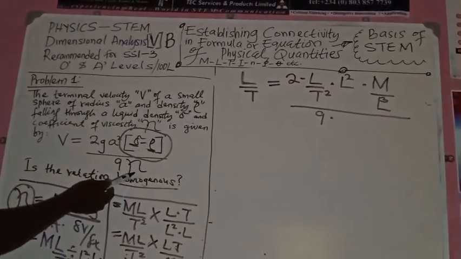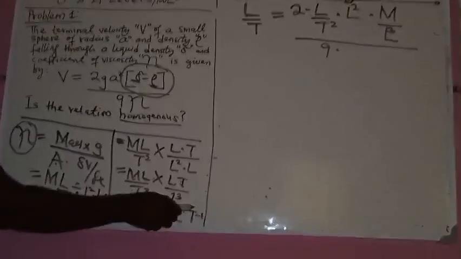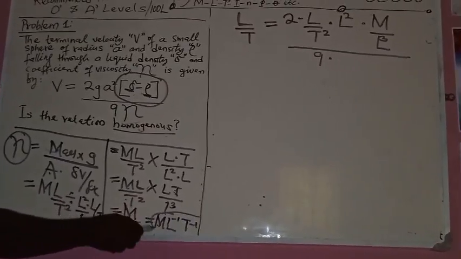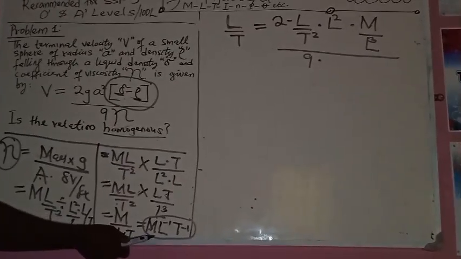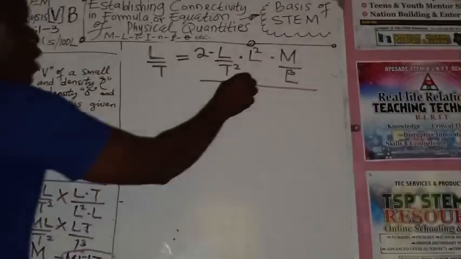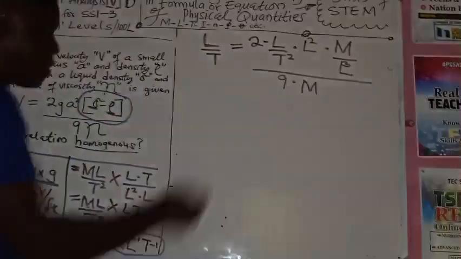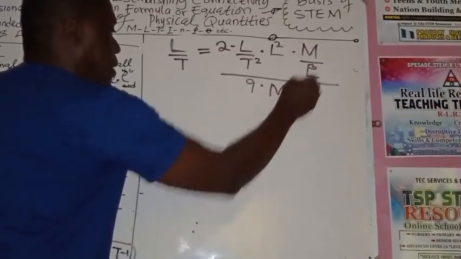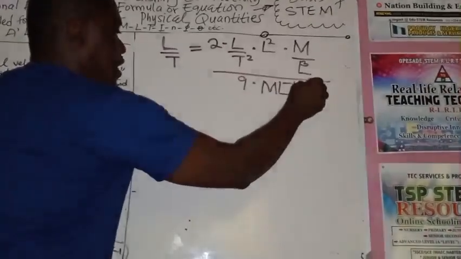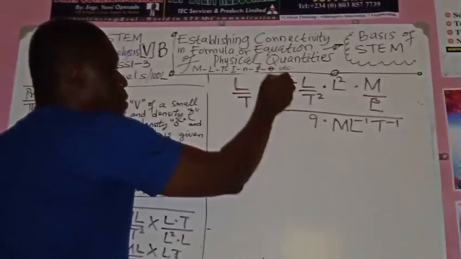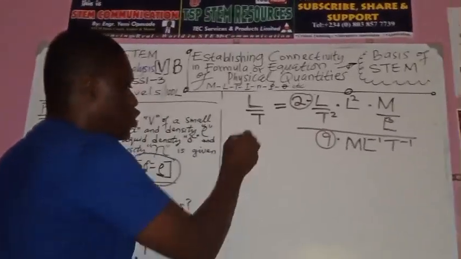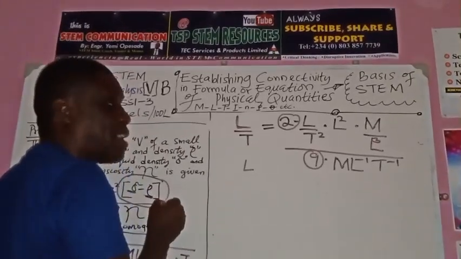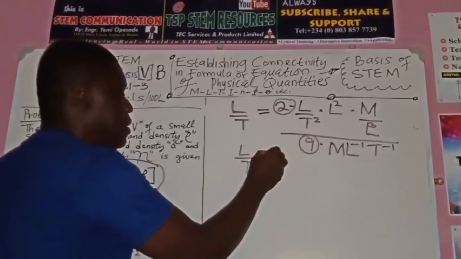coefficient of viscosity, which we already know the dimension to be this. Look at it. That's the dimension when we analyze coefficient of viscosity. So we just put it there. That will be M L minus 1 T exponent minus 1. Now, anything that is a number, that starts as coefficients, will disappear. We don't need it. So we have at the left-hand side L over T being equal to.